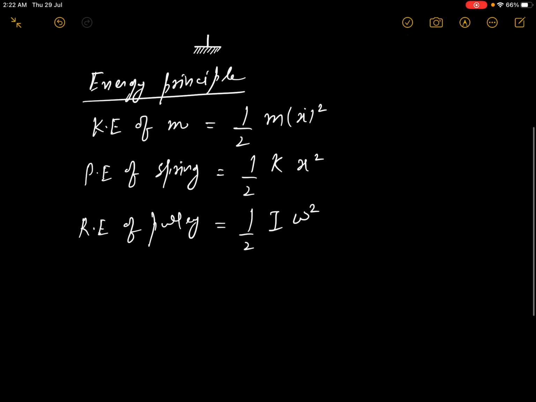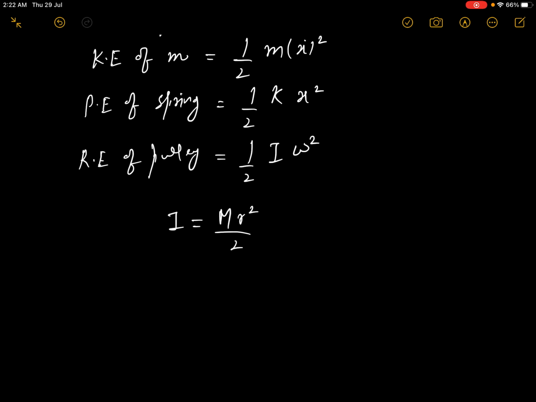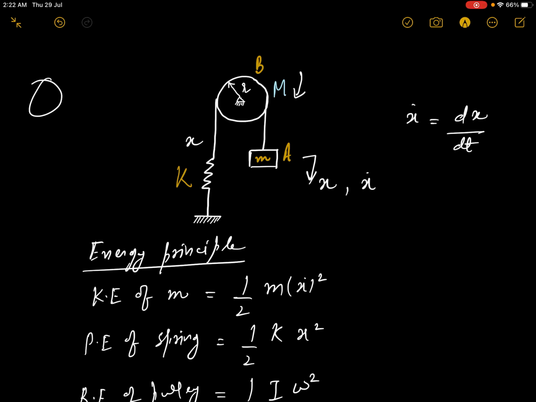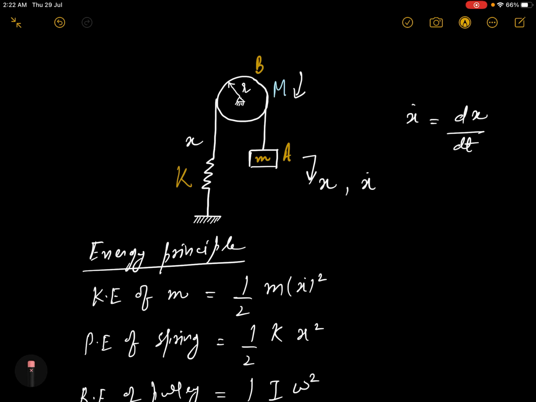So here we can directly write that I is equal to m r square by 2. Since the pulley is a solid pulley having a radius r, it is actually a circular disk, so the moment of inertia will be m r square by 2. Suppose it would have been an annular ring, then the moment of inertia would have been m r square. I will discuss the moment of inertia in another video.